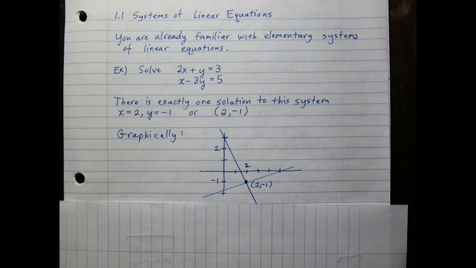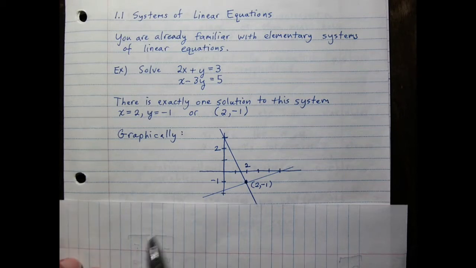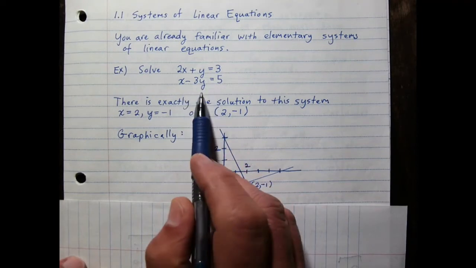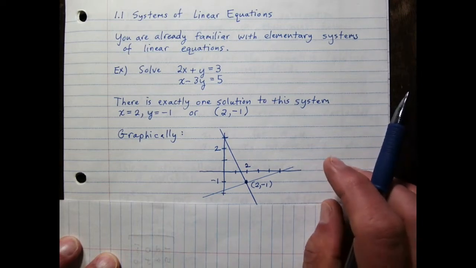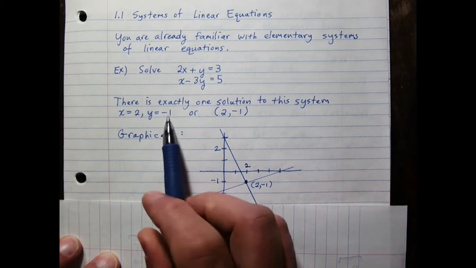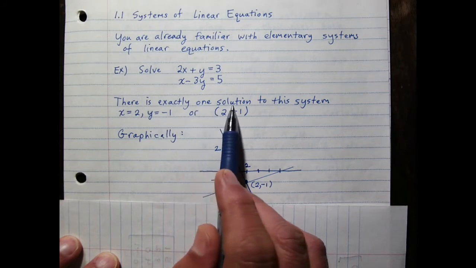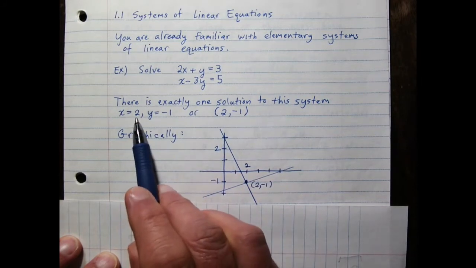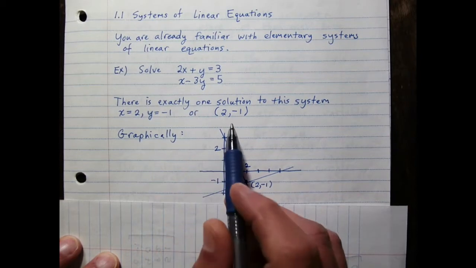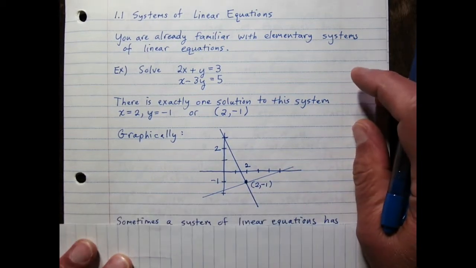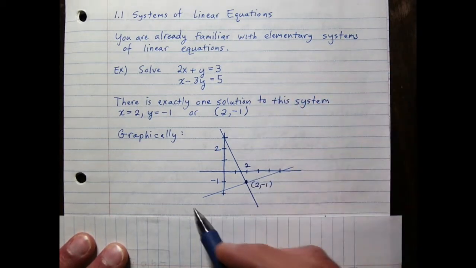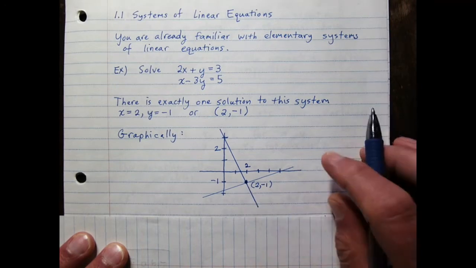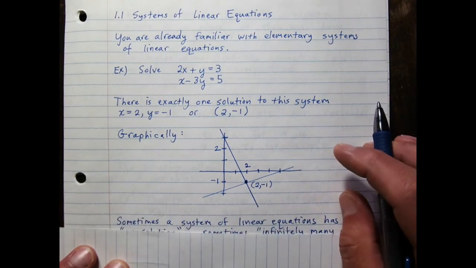Systems of linear equations. You're already familiar with elementary systems of linear equations. Here's an example. Solve 2x plus y equals 3, x minus 3y equals 5. You've seen problems like that in beginning algebra, probably years and years ago. And you know how to solve that. There is exactly one solution to this system: x equals 2, y equals negative 1, which we can write as an ordered pair, right? And we can interpret that system graphically. Each of the original equations has a graph that's a straight line, and the solution to the system is the point where the two lines cross.